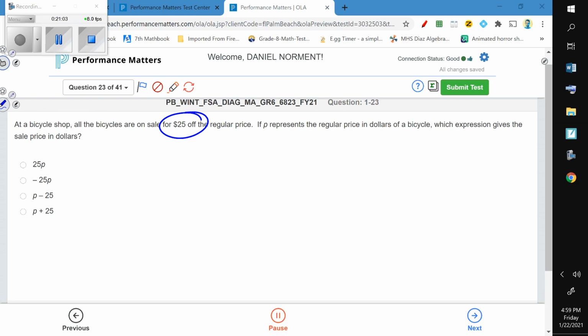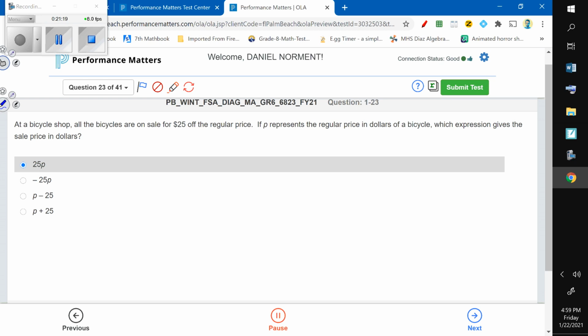But $25 off means you're just, whatever the price is, you're just subtracting $25. And all of you should know that by now. Even though we haven't really covered this one, I'm going over it because you guys should have gotten C. That one's pretty easy. It's when it's a percent that's going to be confusing for some of you. Number 24.